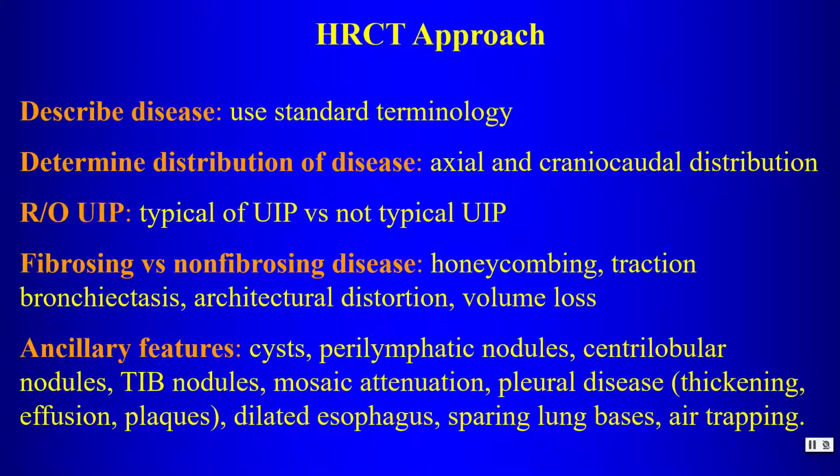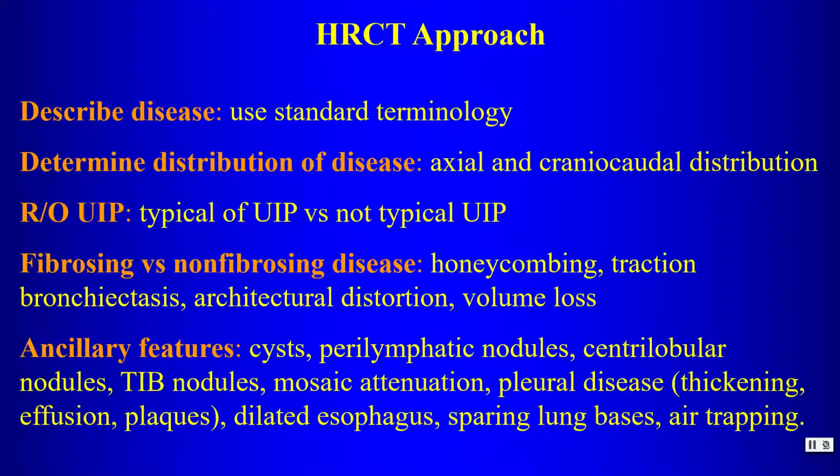Probably the most important thing we want to do is rule out UIP. So we want to decide, as far as the imaging goes, is it typical of UIP or is it not typical of UIP? And we'll discuss the reasons for that in a minute. We want to decide if we're dealing with fibrosing versus non-fibrosing disease. So if there's honeycombing, traction bronchiectasis, architectural distortion, volume loss, these are all signs of fibrosis.